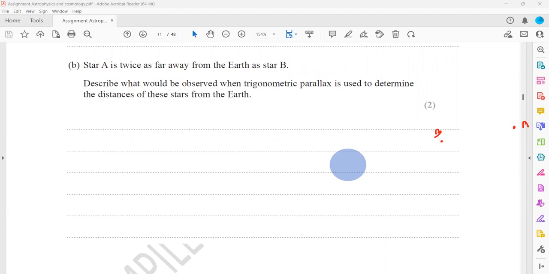So, to describe what would be observed when trigonometric parallax is used to determine the distances of these stars from the Earth: we'll observe them, and there will be background stars, like these representing the background stars. We'll observe them for a period of 6 months.